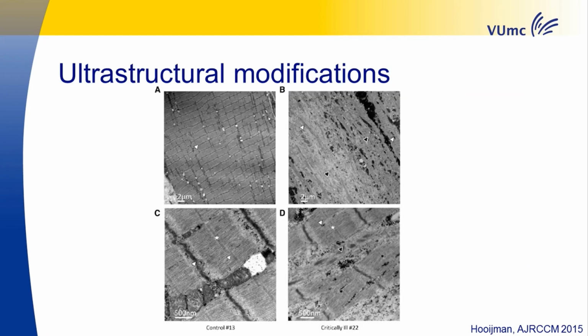If you look at the ultrastructure, so this is electron microscopy, you will recognize this as a normal diaphragm. And right here, there's a complete disarray. You don't have to be a pathologist to see that this is bad, right? So there's a complete change in the structure of the diaphragm.